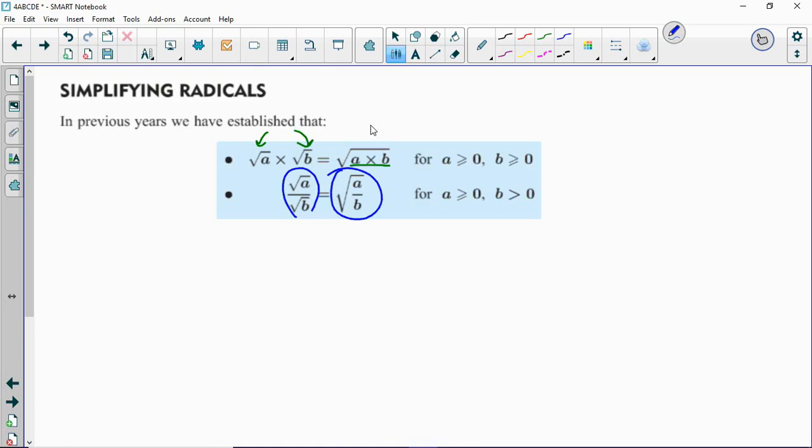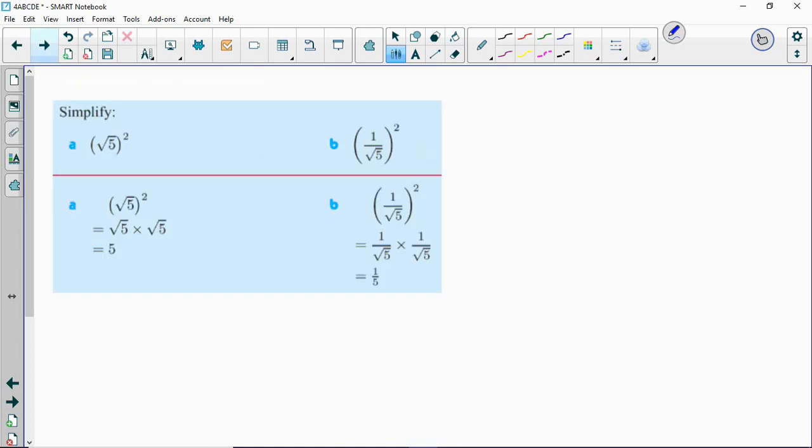Let's just look really quickly at some simple simplification. First of all, shortcut city right here. Anytime that I see a square root of something and then it's being squared, I know that those two are going to cancel each other out.